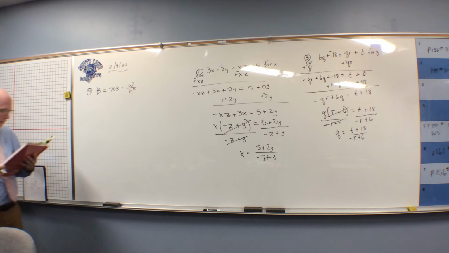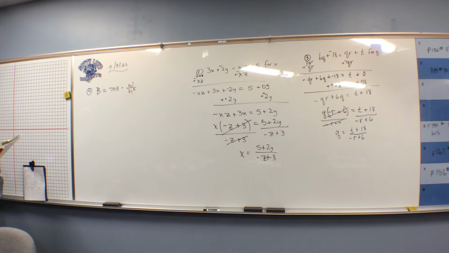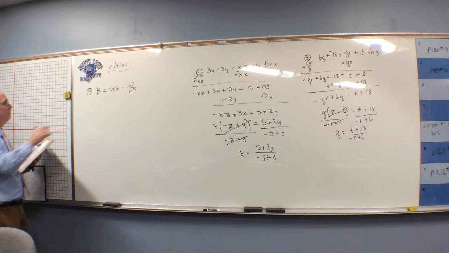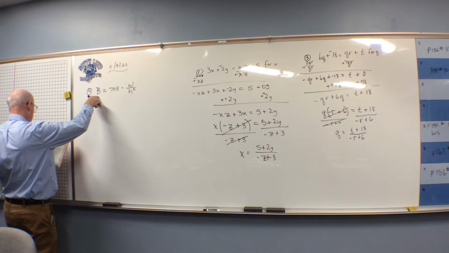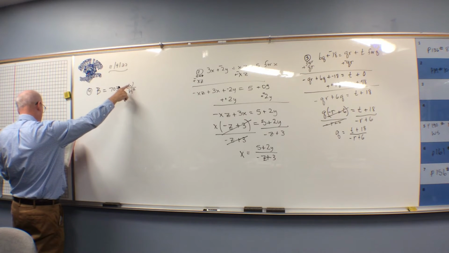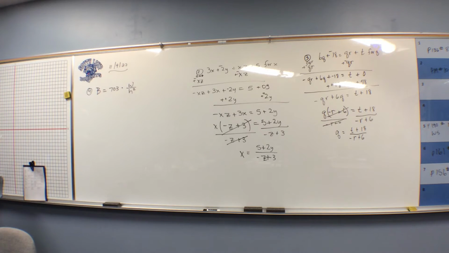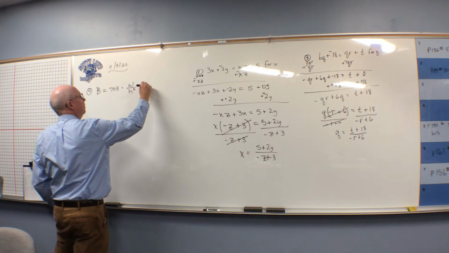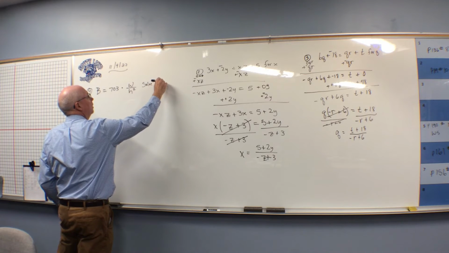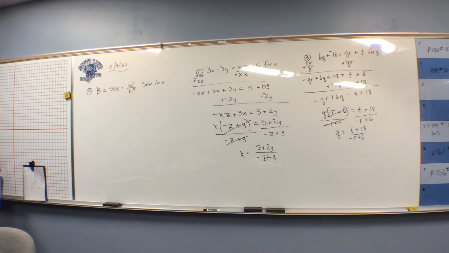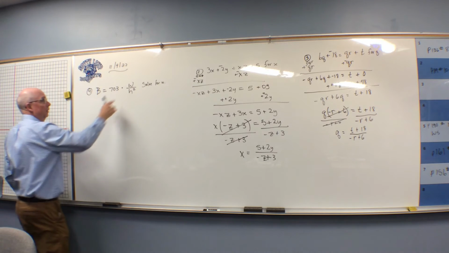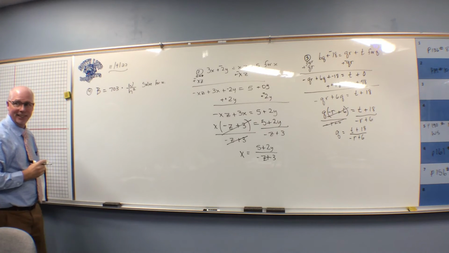Does everybody see that? I'm in example 3 on page 123. So this formula is used where B represents the body mass index, W is the person's weight in pounds, and H represents the person's height in inches. It says solve the formula for W. Solve for W.